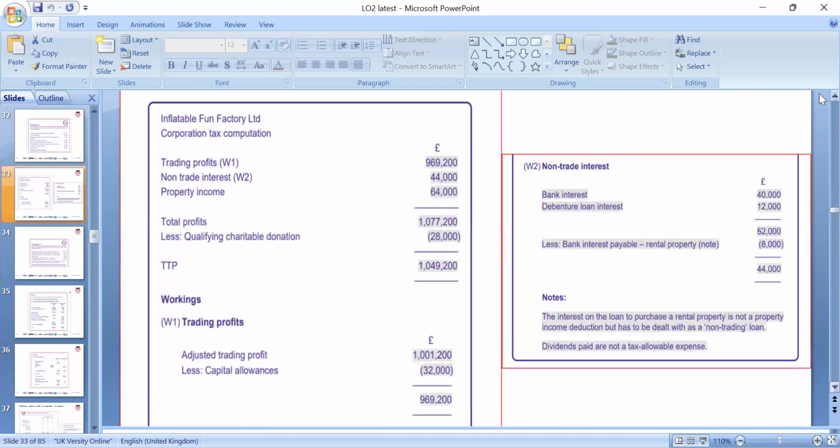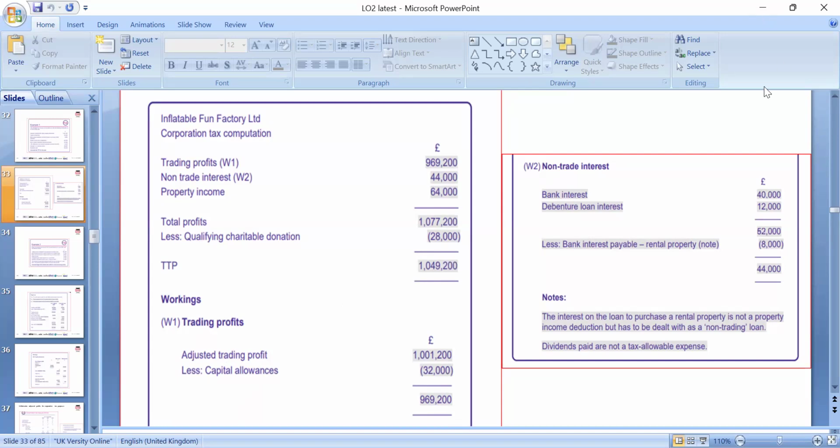So we have the trading profit of 969,200. Less the capital allowance, so we subtract. After subtracting, we have the profit of 969,200, and then we have the property income and the trading profit, and less qualifying charitable donations if you are giving them. So that gives the total taxable profit.